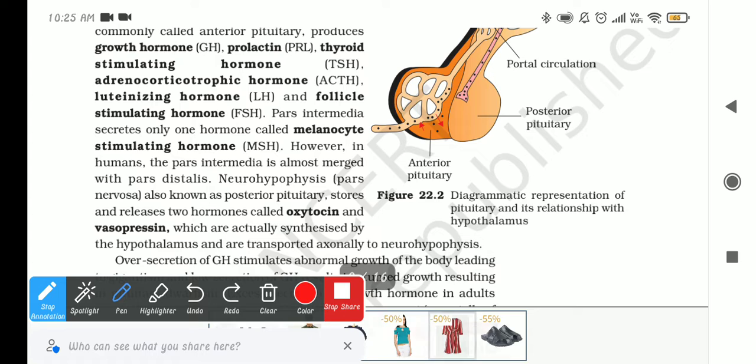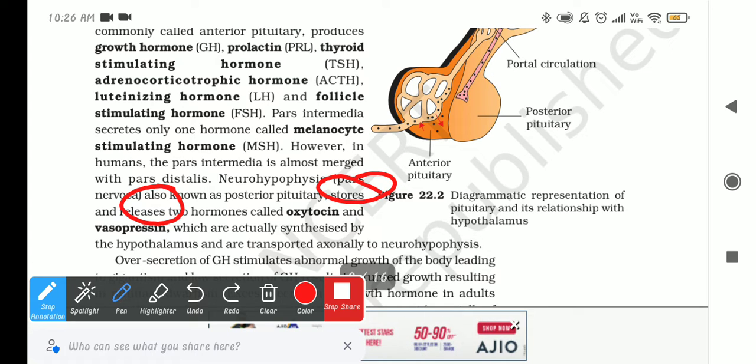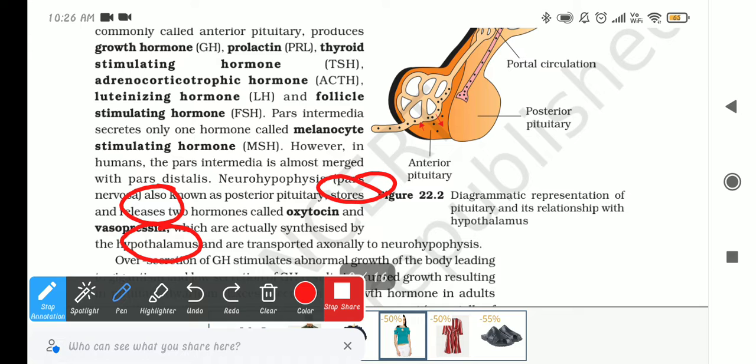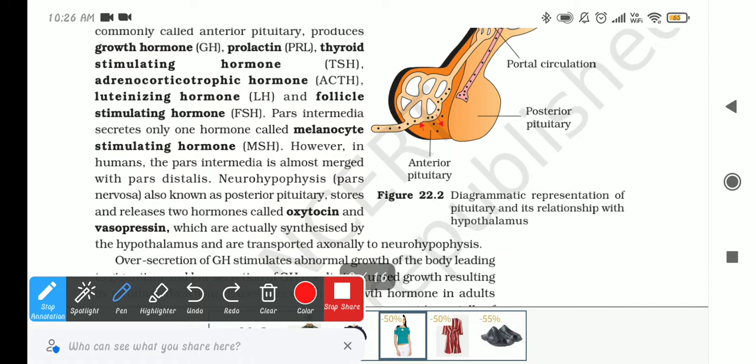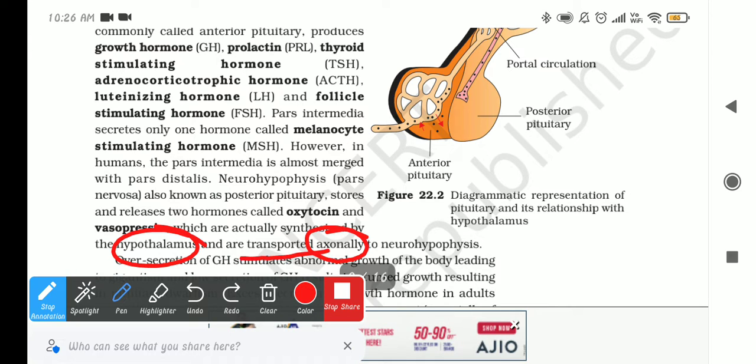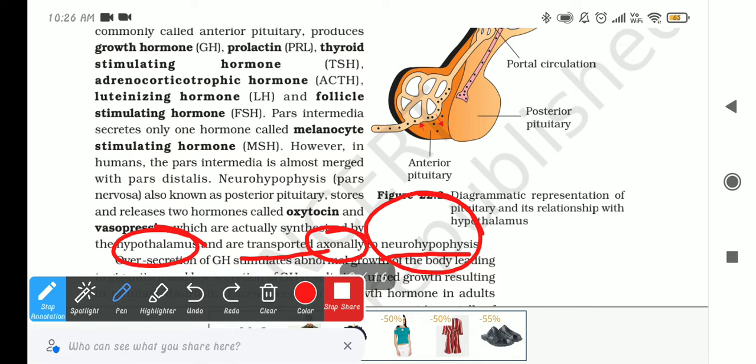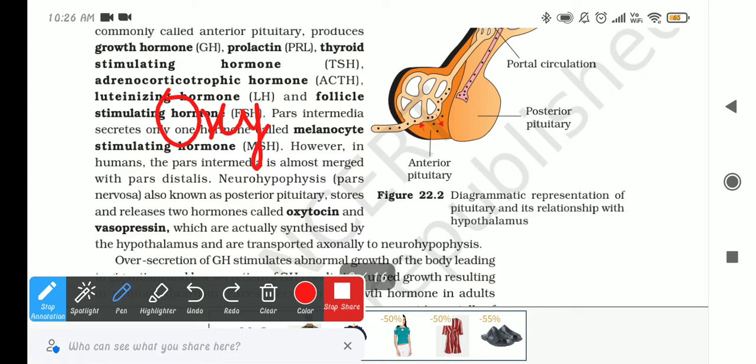And neurohypophysis stores and releases two hormones which are actually synthesized by the hypothalamus and transported axonally to the neurohypophysis, which works to store and release these hormones. What are these two hormones? Oxytocin, and we have one more, which is vasopressin.